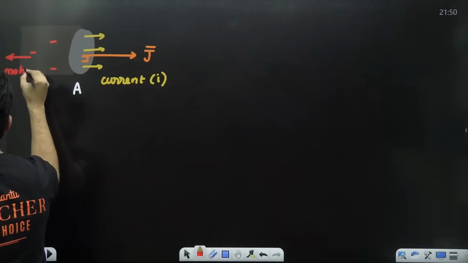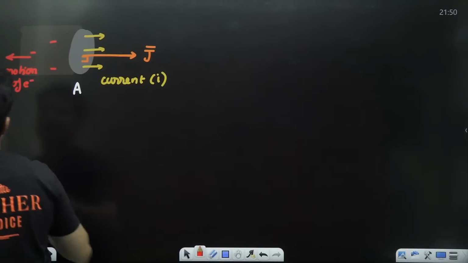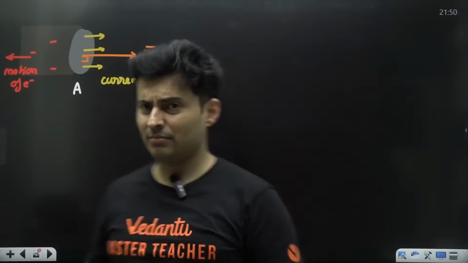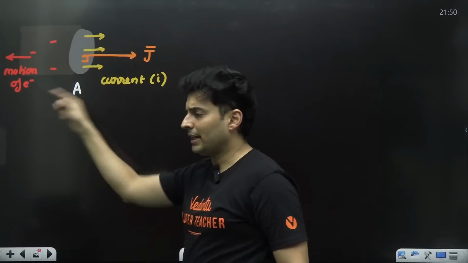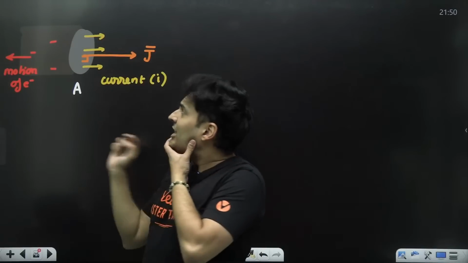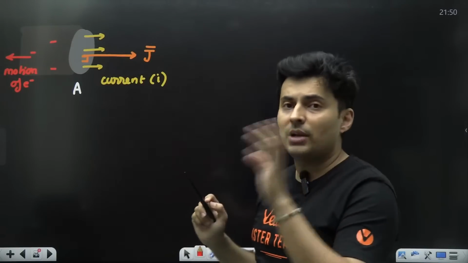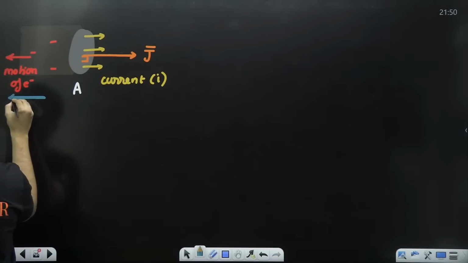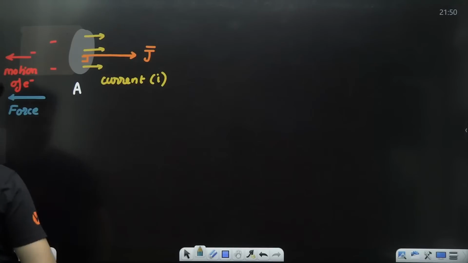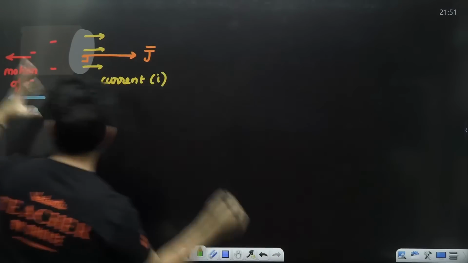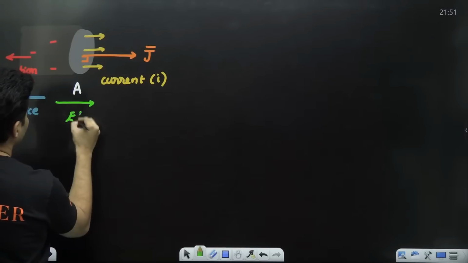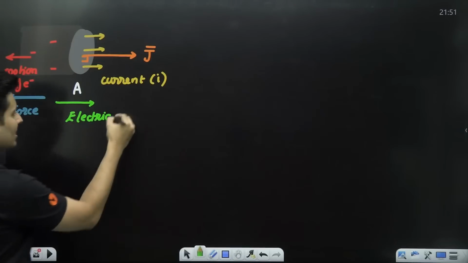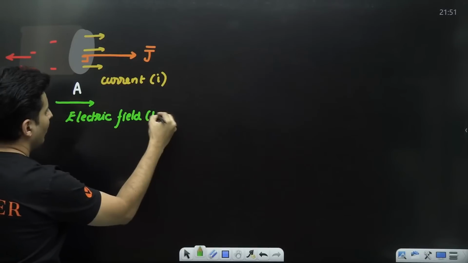This is how the motion of the electrons is, and that is the reason why the current was in this direction. So actually the electrons are moving in the opposite direction. So in which direction is the electric field applying the force? Obviously the force applied by the electric field on the electrons is in this direction. Hence the electric field itself must be in this direction, because the electric field on a negative charge applies a force in the opposite direction.